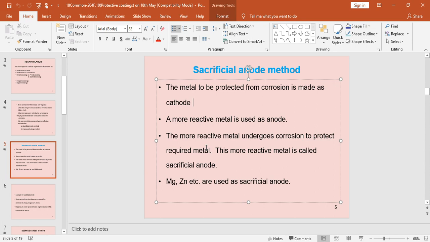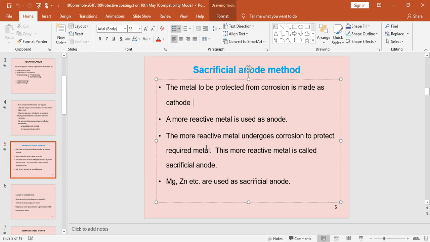Why? Because the more active metal which is coated on the base metal goes into corrosion to protect the base metal. How is it corroding? It is corroding by itself to protect the base metal. That means it is sacrificing itself for the base metal to prevent the base metal from corrosion. That's why it is called the sacrificial anode method. The name is indicating that.